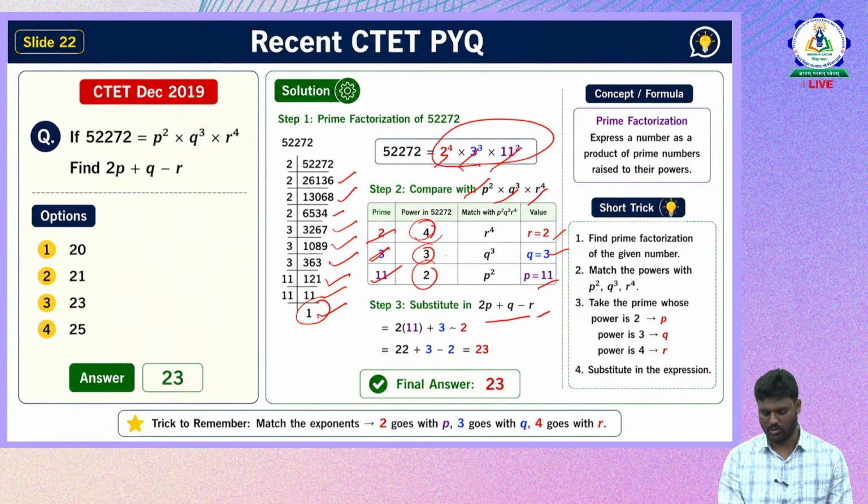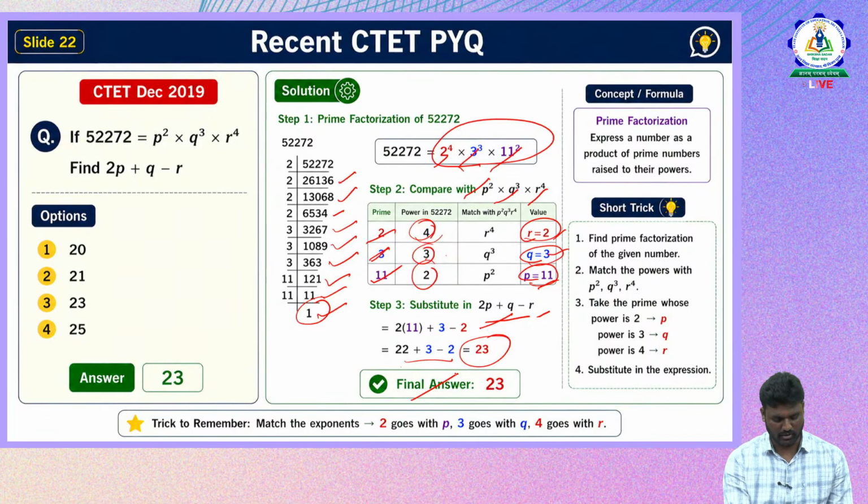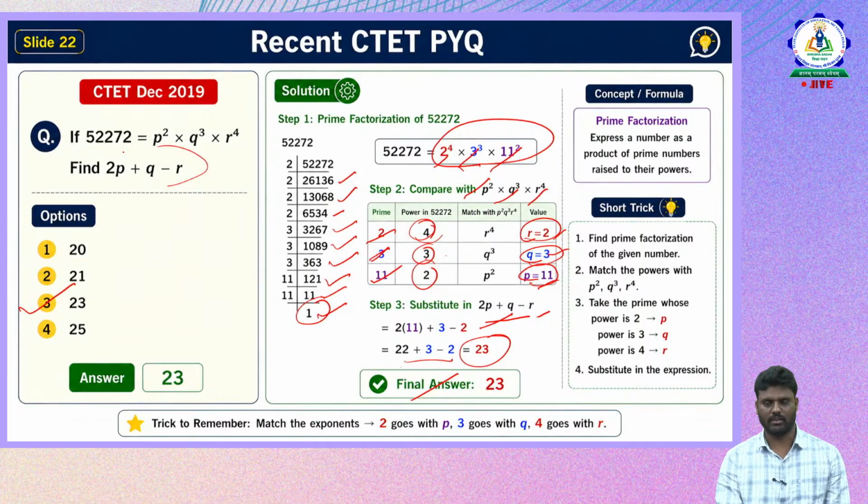So now 2 into what is the p value? 11. So substitute 11 plus what is the q value here? 3, and what is the r value here? Minus 2. So when you substitute, 2 into 11 is 22, plus 3 minus 2. When you simplify this one, we get 23. So the final answer we got is 23, which is option 3. Option 3 is the correct answer for this. So 23 is the value of 2p plus q minus r from the given number.